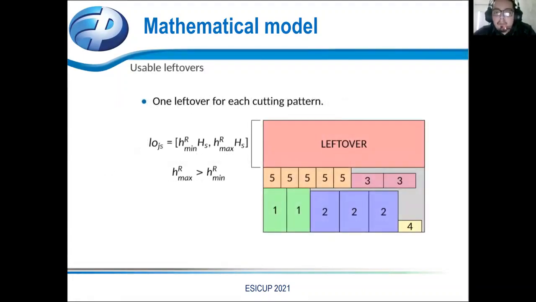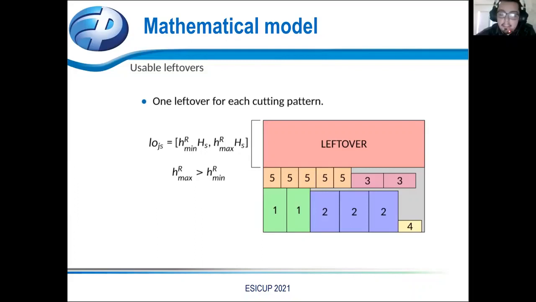So the usable leftovers, we allow a cutting pattern to generate just one leftover, okay, from a standard plate. Standard plates are plates that we buy from providers from other companies, okay? So in our stock, we can have standard plates or leftovers from previous cutting process. A leftover never is generated from another leftover, okay? So just standard plates can generate leftovers.